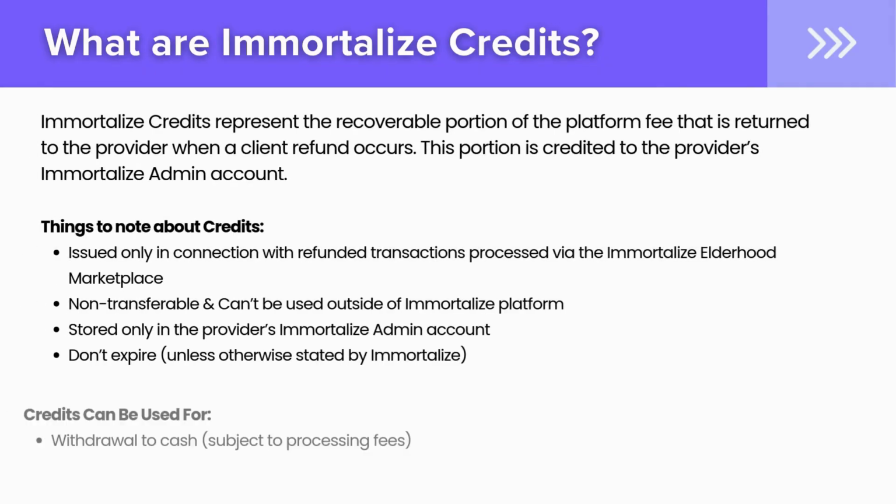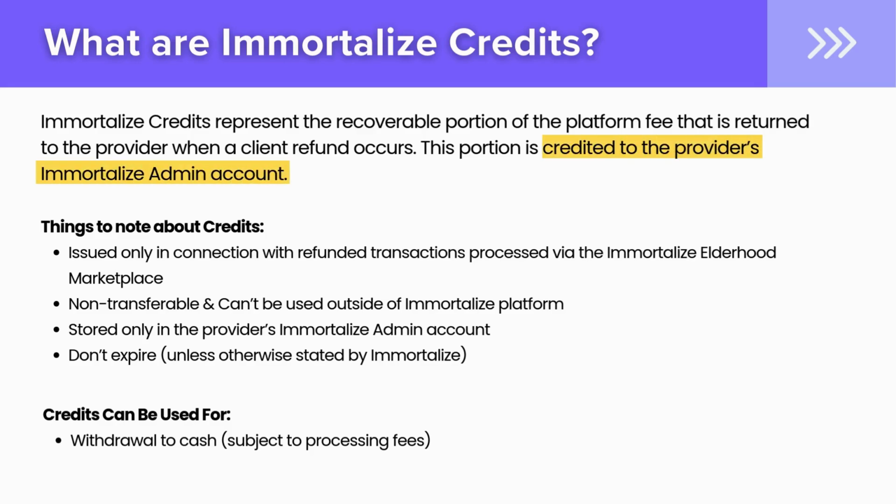Immortalize credits are the recoverable portion of the platform fee returned to you when a client is refunded. These credits are automatically added to your Immortalize admin account for any refunded transaction processed through the marketplace. They do not expire unless otherwise stated. While they are non-transferable and can only be used within the Immortalize platform, you can withdraw them as cash at any time, subject to processing fees.